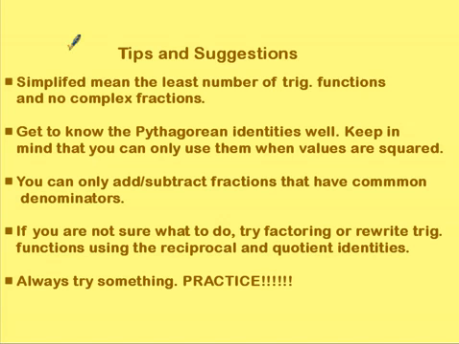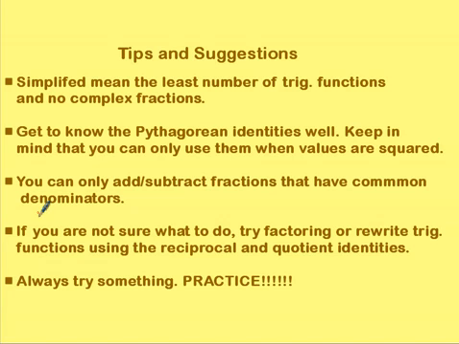Some suggestions before you start doing these. For something to be simplified, it means that there are the least number of trig functions and there are also no complex fractions. Complex fractions are just fractions within fractions, so we don't want to see any of those. What we'll do is multiply by the reciprocal to get those out. Also, get to know the Pythagorean identities. This third one here is you can only add and subtract fractions that have common denominators.